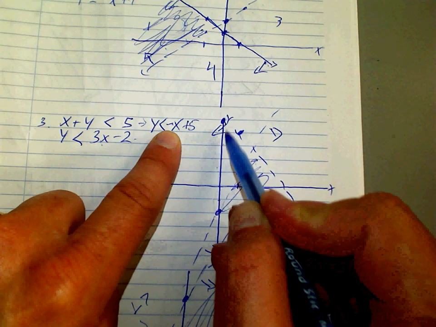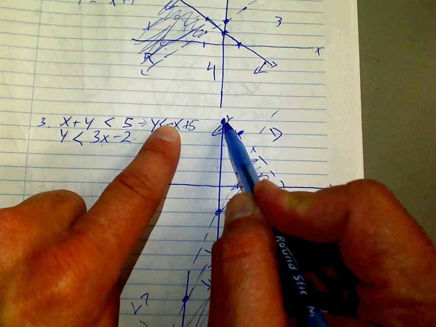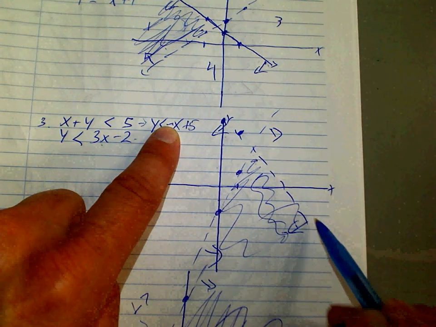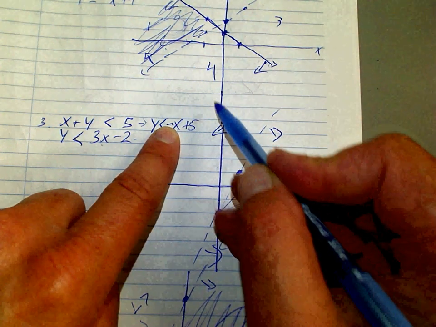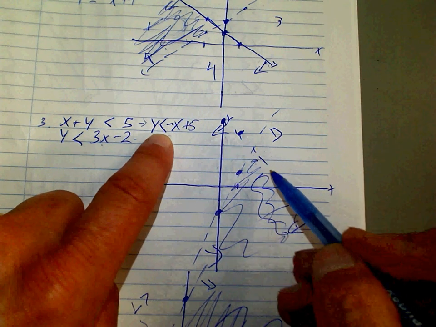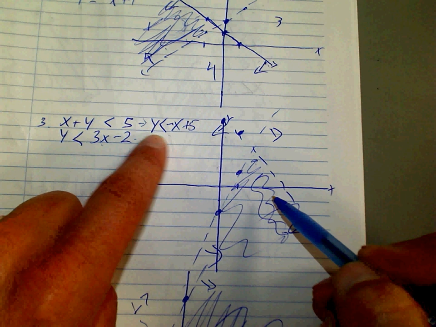1, 2, 3, 4, 5 is the y-intercept. Negative slope, that's down 1, right 1. Over and over, that's negative 45, right? I love negative 45. Dashed, because there's no equal to. Less than, so we shade it below.